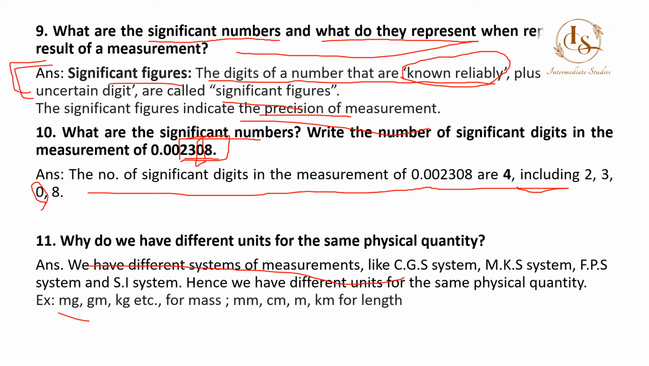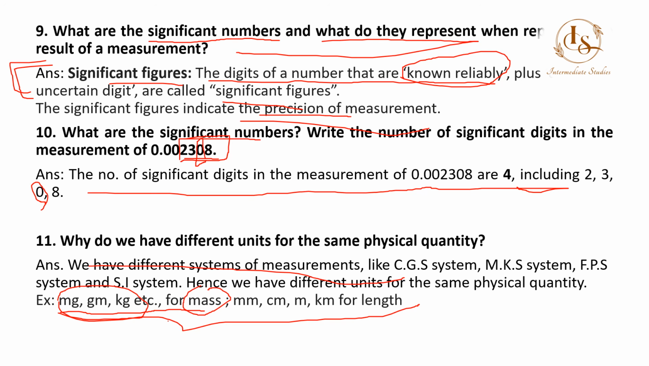If you mention the example, then it will create a good impression. See here, milligrams, grams and kgs etc. are units for mass, because mass is a physical quantity, right? For a single physical quantity we are having different units. For some things we can measure in milligrams, for some things in grams, for some items in kgs. These are the different units for the same physical quantity. The physical quantity is the same, but we are having different units.